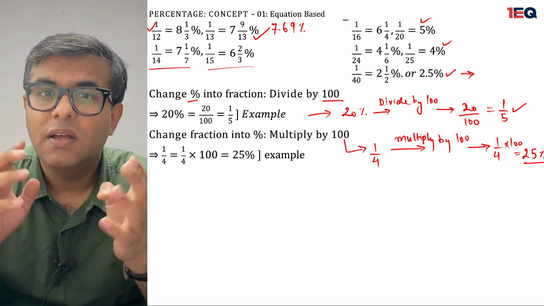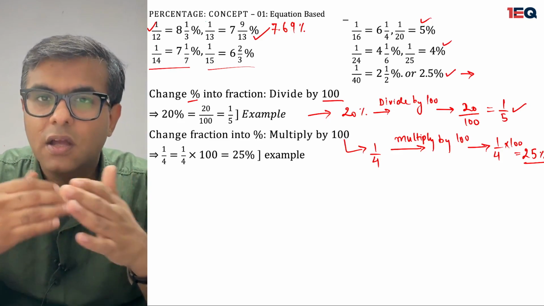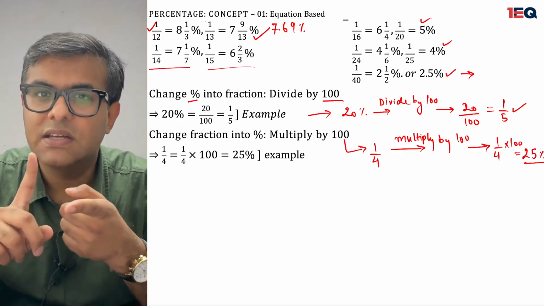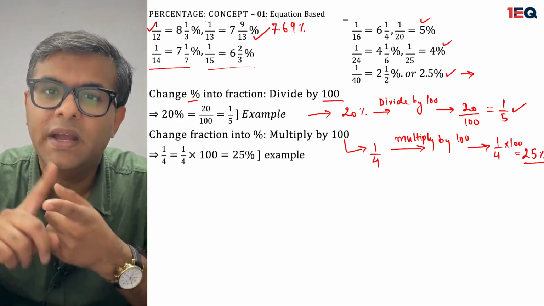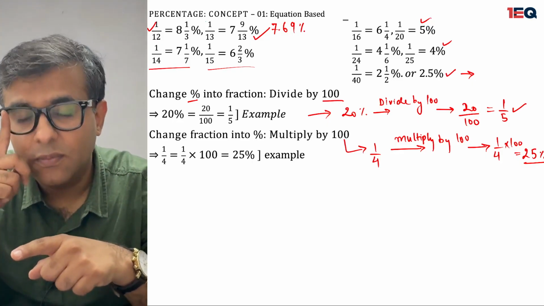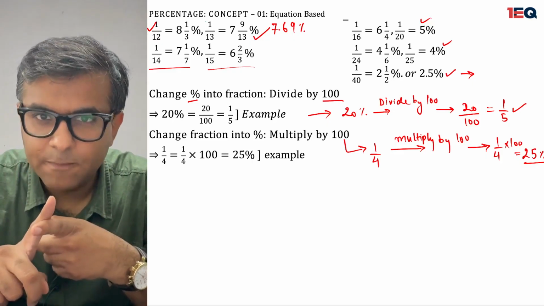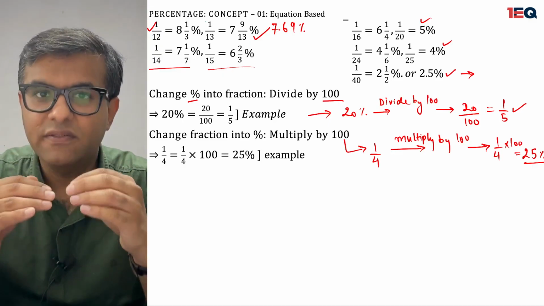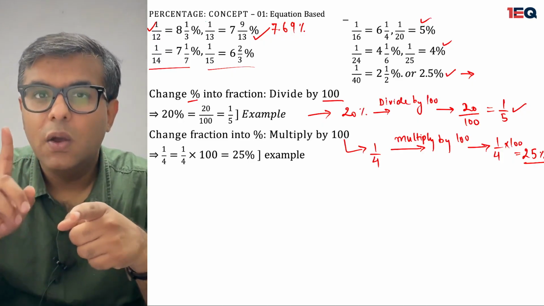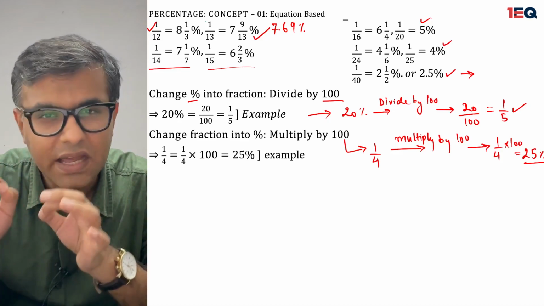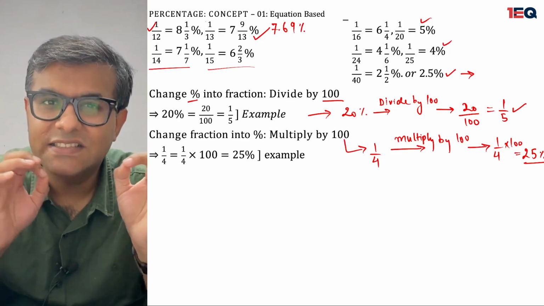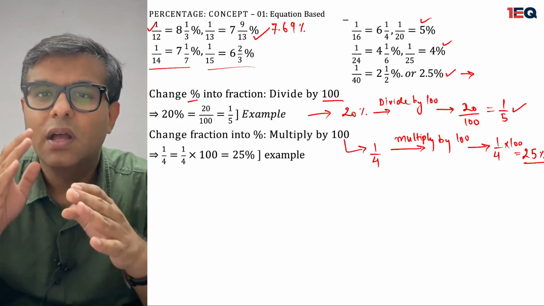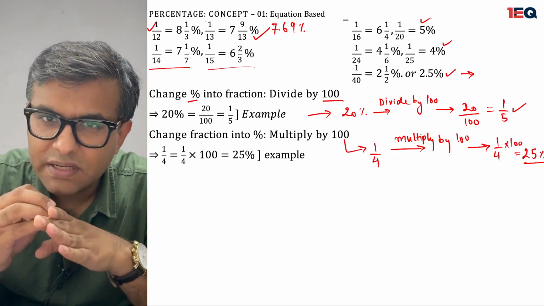1 by 12 is a little interchangeable with 1 by 8. 1 by 12 is equal to 8.33%. I'm going back. 1 by 8 is equal to 12.5%. 1 by 9 is 11 1 by 9%. 1 by 10 is 10%. 1 by 11 is 9 1 by 11. 1 by 12 is 8 1 by 3%. 1 by 13 is 7.69%. 1 by 14 is 7 1 by 7%. 1 by 15 is 6 2 by 3%.